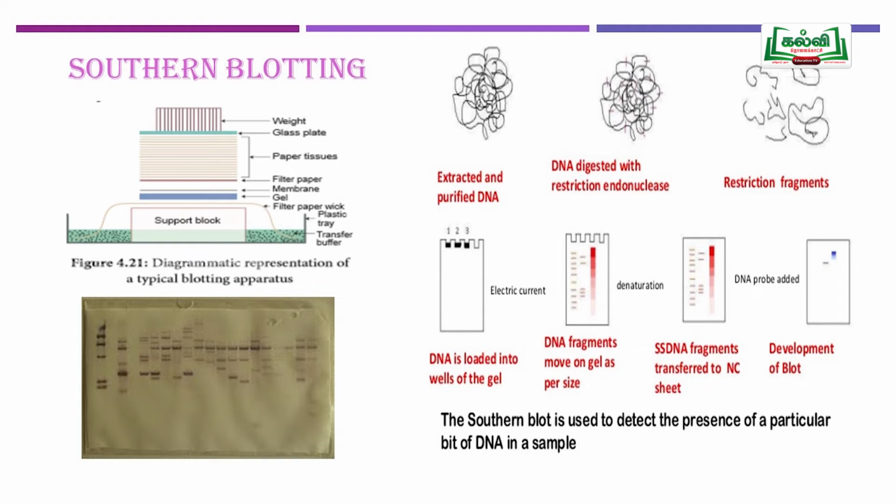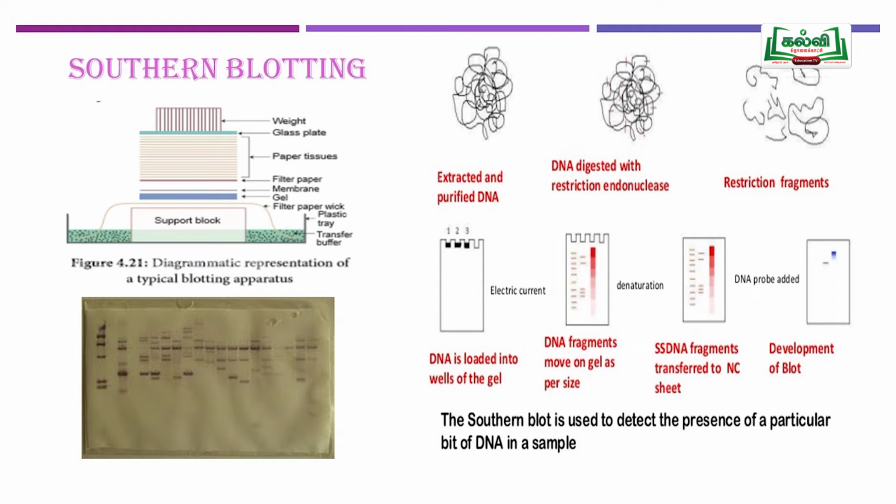After isolation of this DNA molecule, we have to go for fragmentation. Why do we have to go for fragmentation? Because the DNA is very lengthy. It's a larger molecule. So we have to break the DNA molecule into small fragments with the help of restriction endonuclease. After breaking the DNA into small fragments, we have to go for agarose gel electrophoresis.